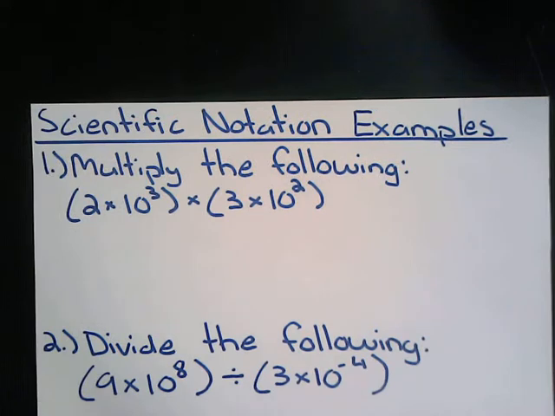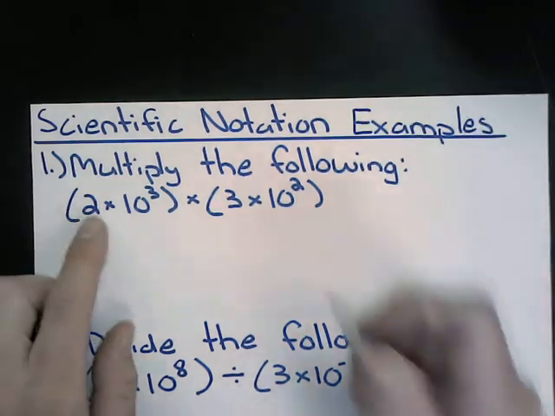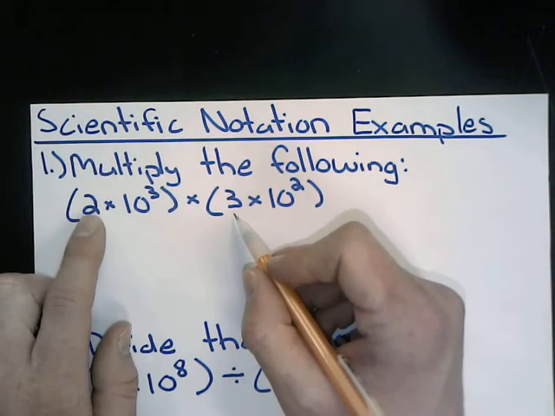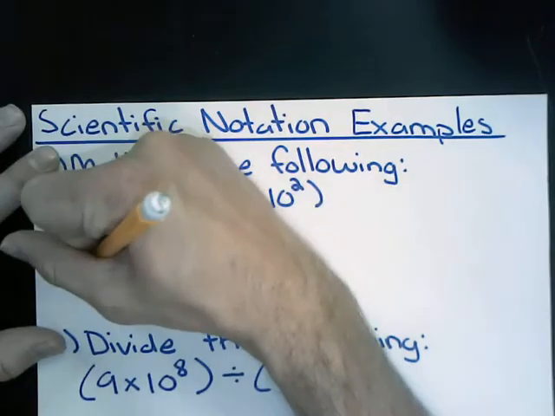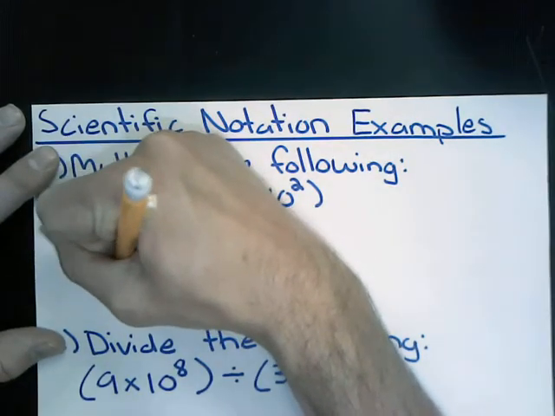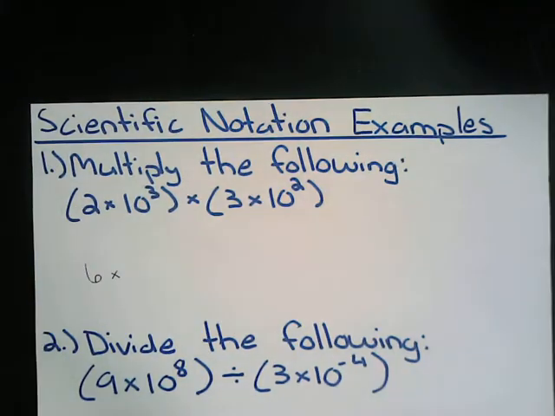Okay, so let's put these steps to the test in a few example problems. Our first problem here says multiply the following. We have 2 times 10 to the third times 3 times 10 to the second. So our rule for multiplication says multiply the coefficients or the numbers out in front. So we're going to multiply 2 times 3. So 2 times 3 is 6. We write that down. We put that times 10 business.